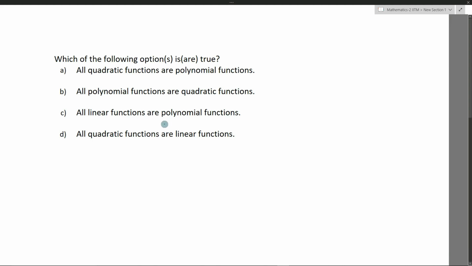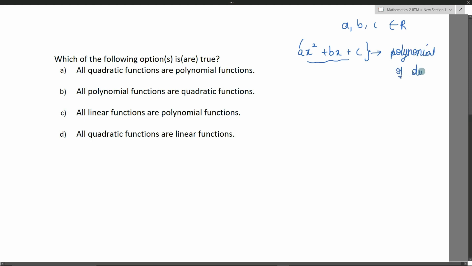Which of the following options is or are true? All quadratic functions are polynomial functions. All polynomial functions are quadratic functions. So the general form of a quadratic function is ax square plus bx plus c. So for any given numbers a, b and c belonging to R, this is a polynomial of degree 2, right? So we can say that the first option is correct.